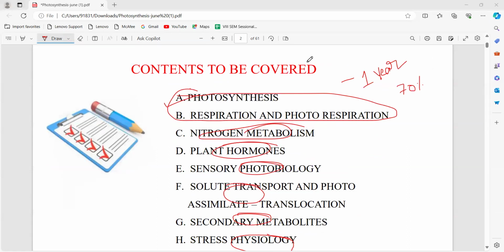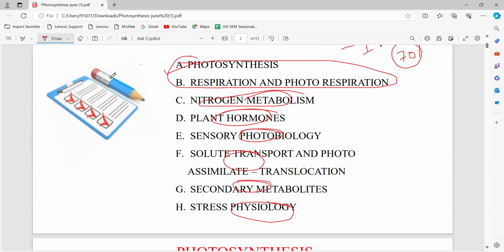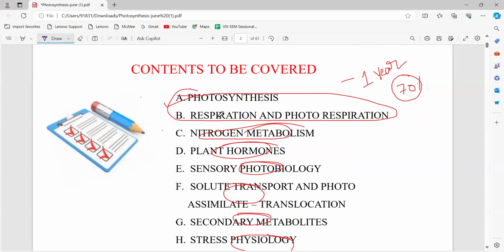The reasons may be multiple. The reason may be the difficulty level of the question, or the question may be purely analytical. Don't get confused. So what are the most important topics you have to focus on?